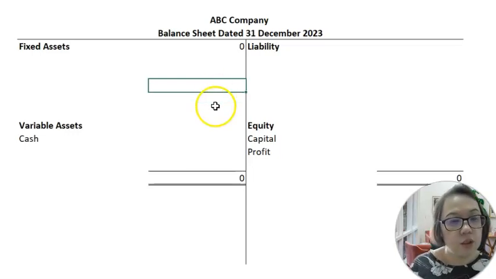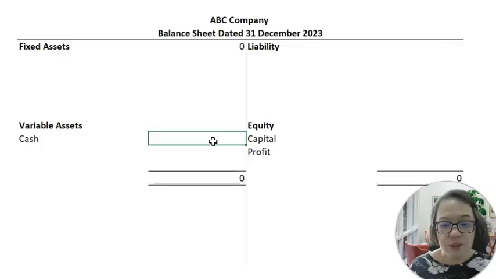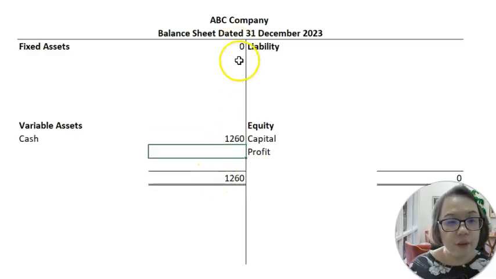And we should have variable assets such as cash. Alright, so where to find the cash? Remember the cash flow statement. In the cash flow statement, we have the final cash balance, the figure here. If you still remember just now, the cash balance is 1260. So the total for fixed asset and the total for assets are 1260.